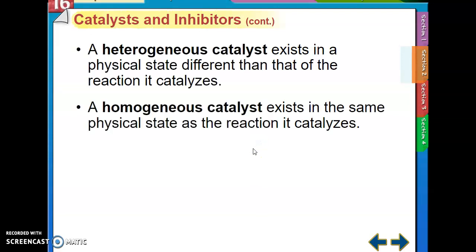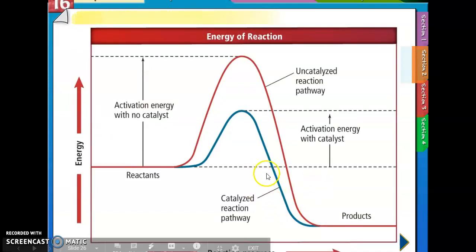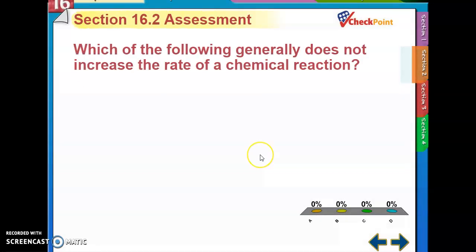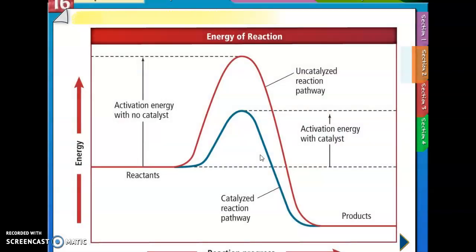A heterogeneous catalyst exists in a different physical state than the reaction it catalyzes. And a homogeneous catalyst is in the same exact state as the reaction it catalyzes. So again, here's your graph. This is pretty important. And hopefully, based on this, you get a better handle on what affects reaction rates.